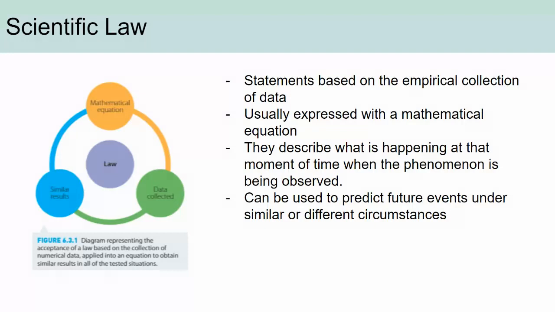So a scientific law is a statement based on the empirical collection of data. It's usually expressed with a mathematical equation, and it aims to describe what is happening at that moment of time when the phenomenon is being observed. What is good about scientific laws is that they can be used to predict future events under similar or different circumstances. On the left, this diagram represents the acceptance of a law, and it's based on the collection of numerical data applied into an equation to obtain similar results in all of the tested situations.